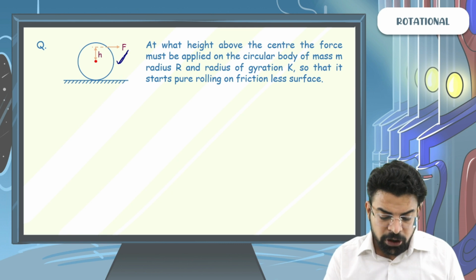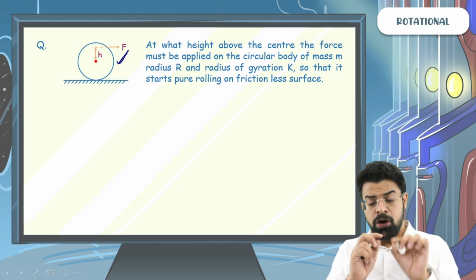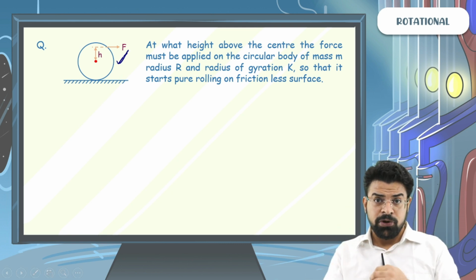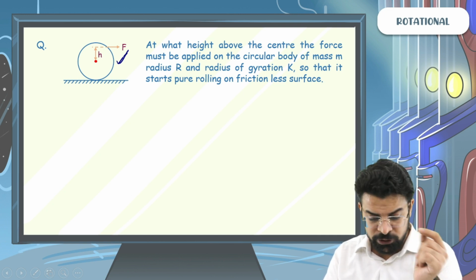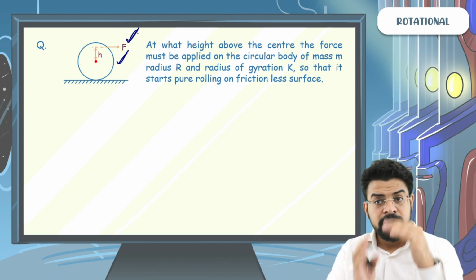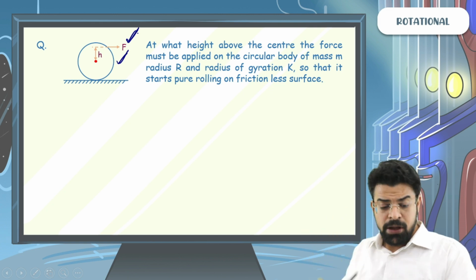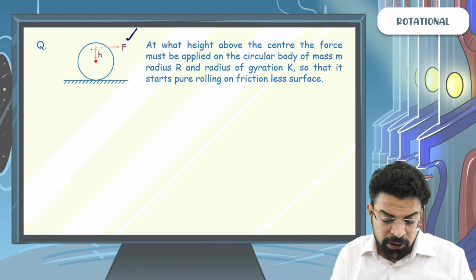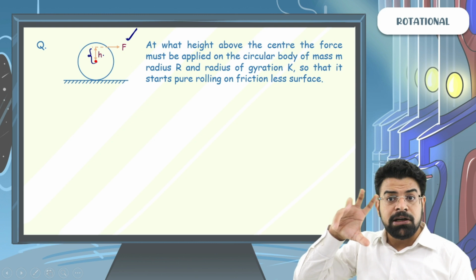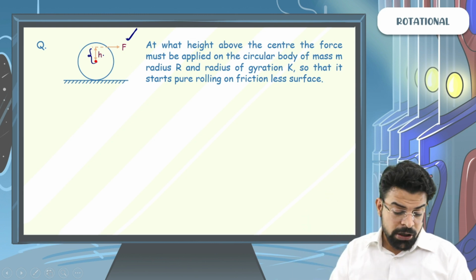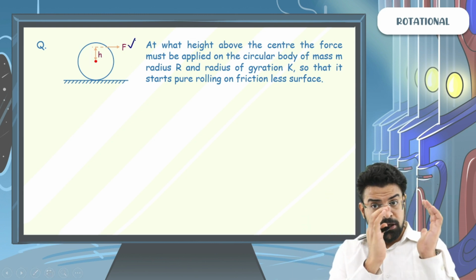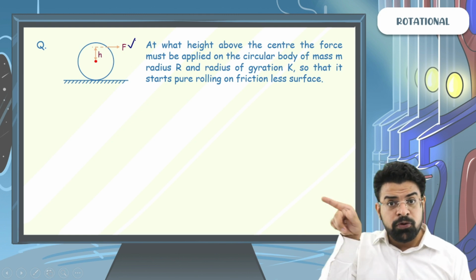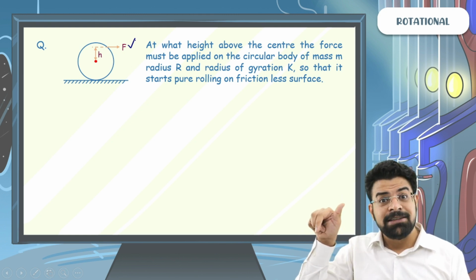Now you want this body to perform pure rolling on a frictionless surface. So there is only one force, this force only, which will provide it acceleration, and this force will also be the only force providing a torque about the center to provide it angular acceleration. So this force provides the translational acceleration, as well as the torque that provides its angular acceleration.